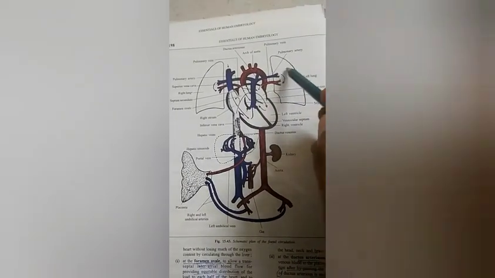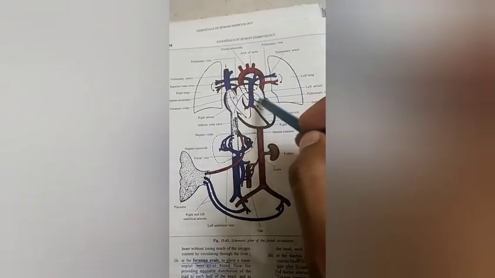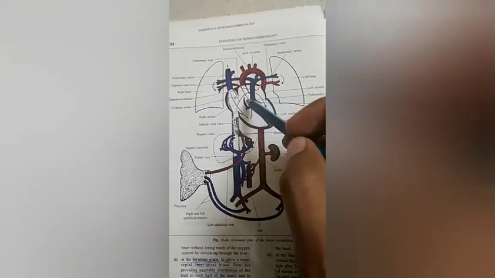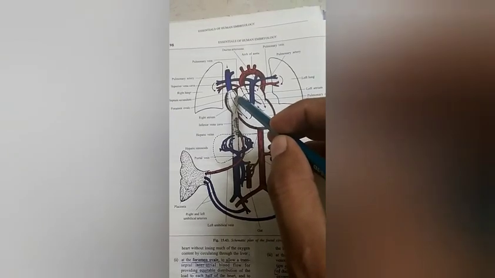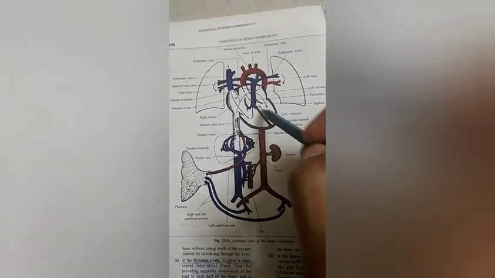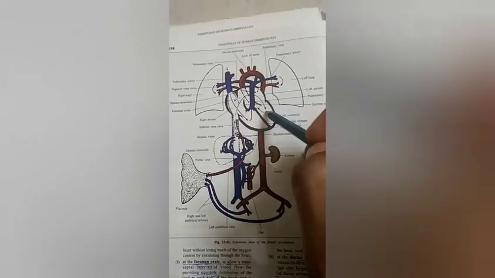Fifth thing, as a greater amount of blood returns into the left atrium, the pressure inside the left atrium increases, which leads to the closure of the foramen ovale. So now purely oxygenated blood passes into the left ventricle and via the aorta it gets distributed into the body.